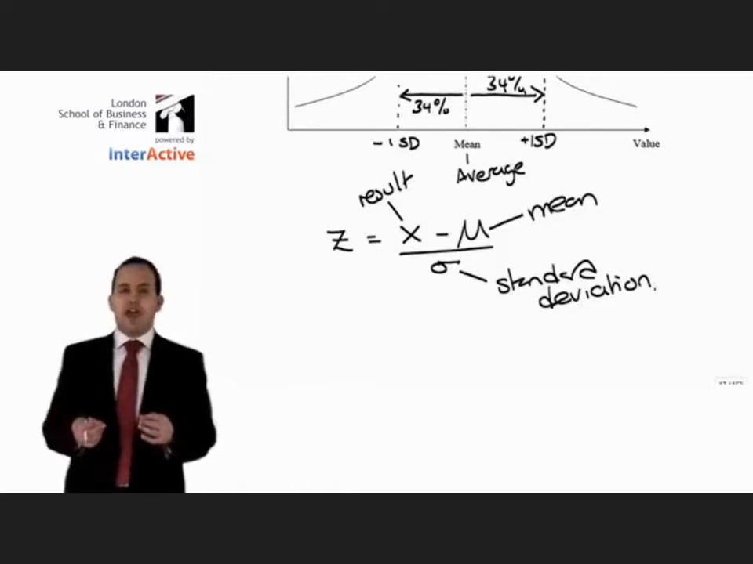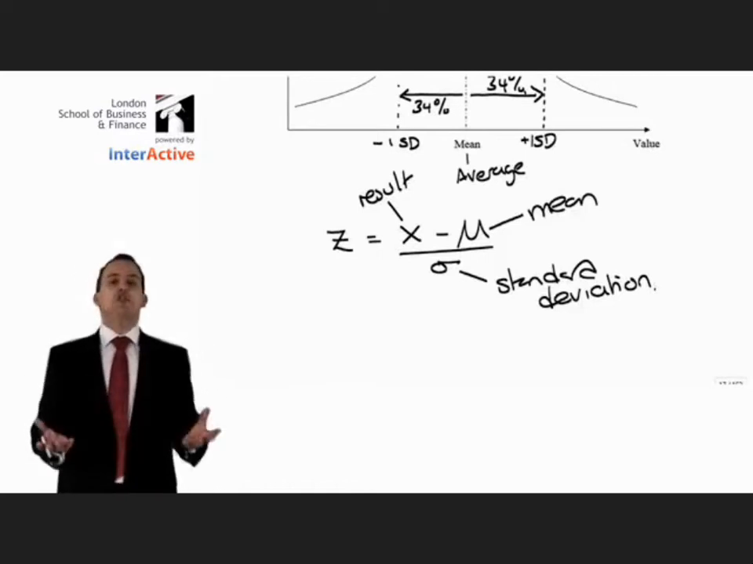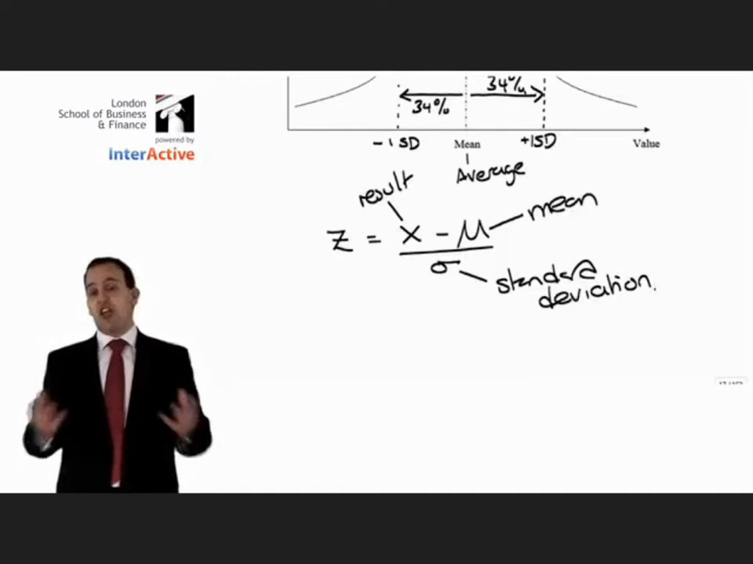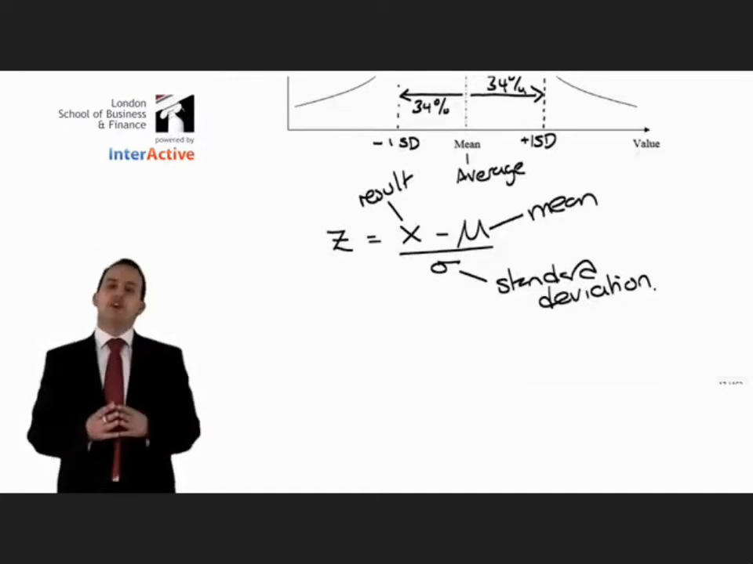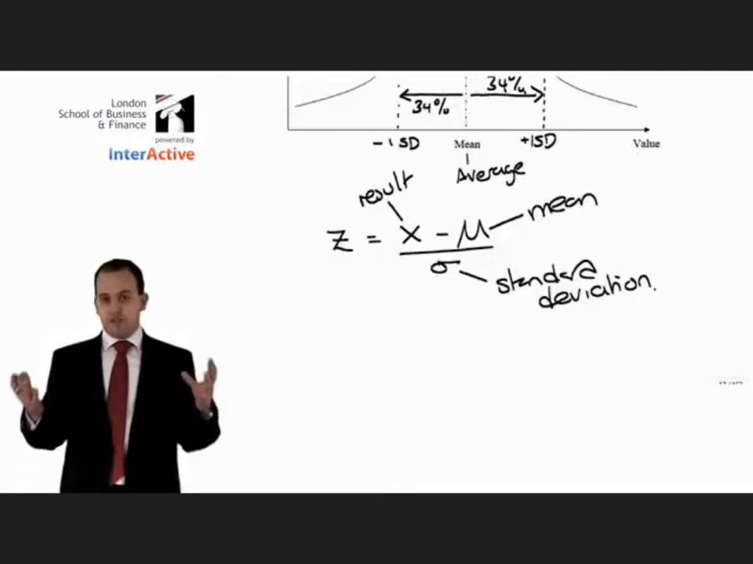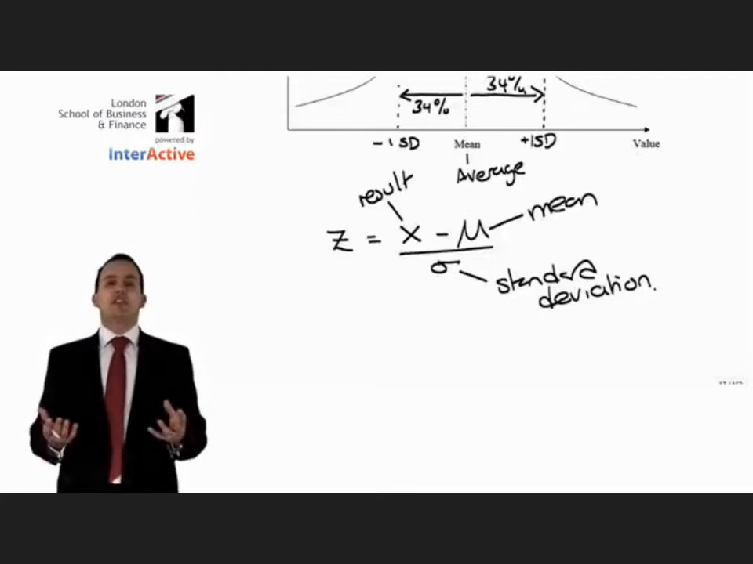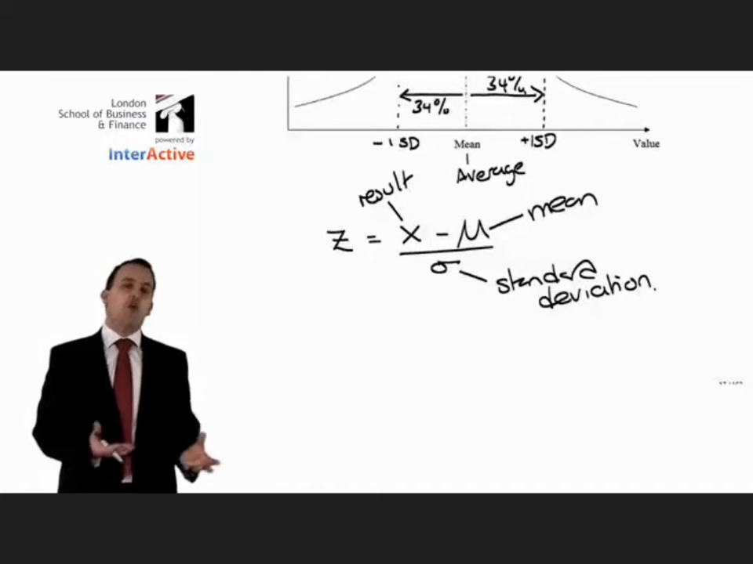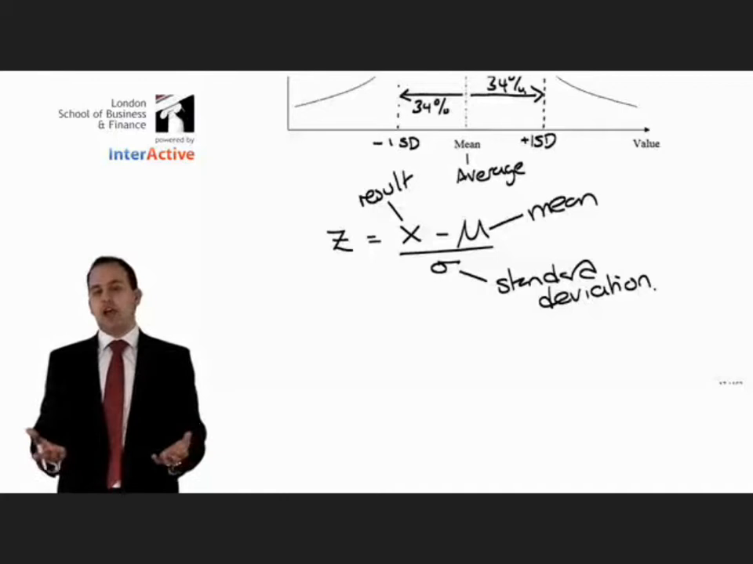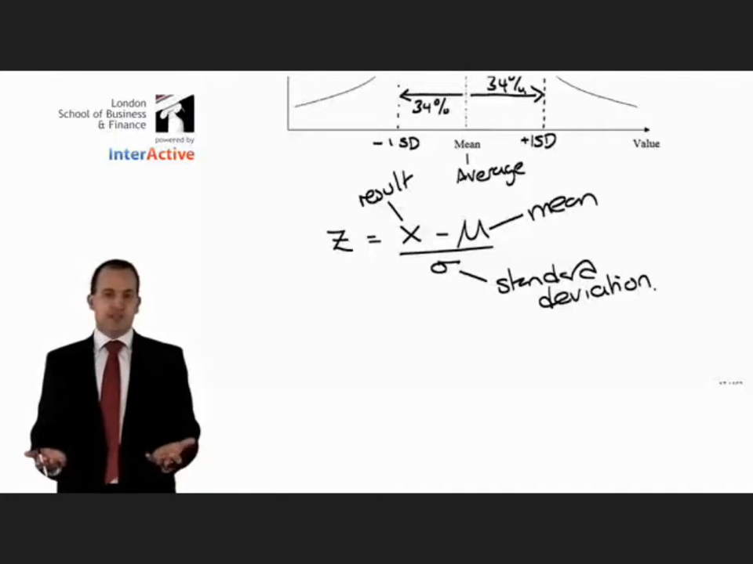What this is going to work out is, in effect, any result that we're looking at, to work out the likelihood of that occurring, we're going to express this in terms of the distance away from the mean divided by the standard deviation. It will tell us how many standard deviations we are away from the mean, and from the tables in the exam we'll be able to work out the probability.